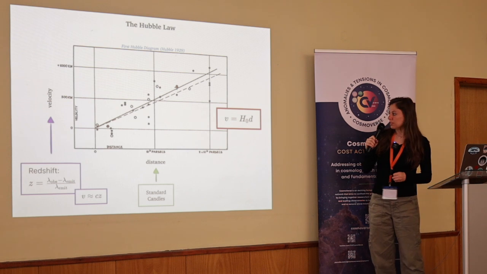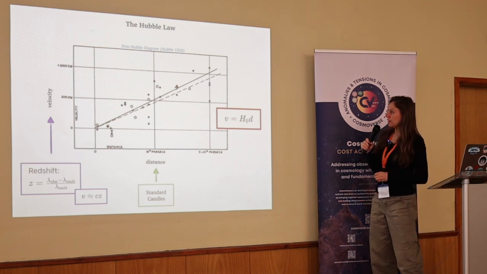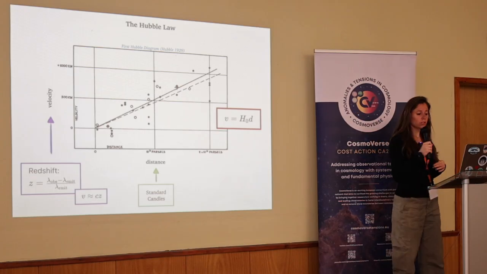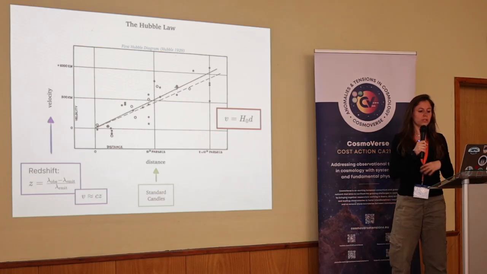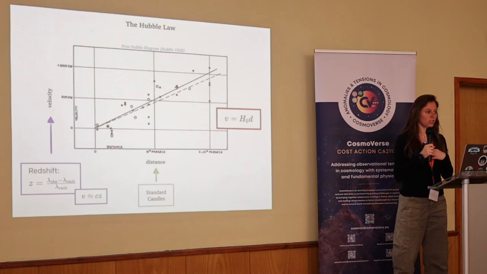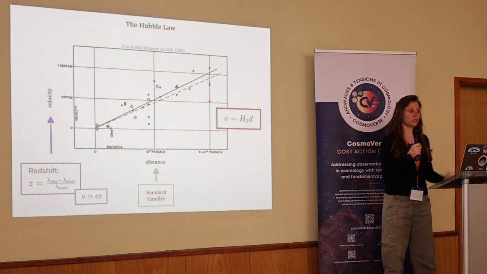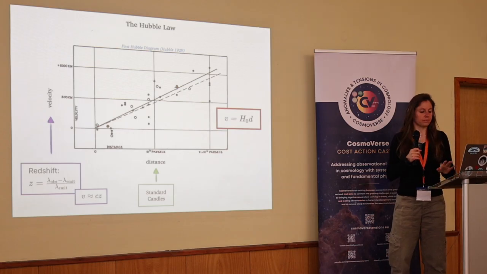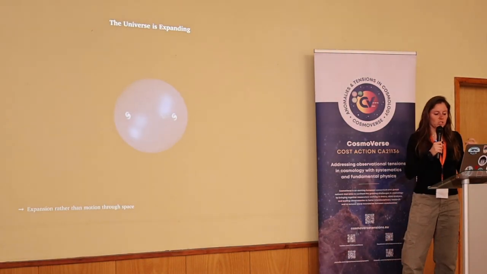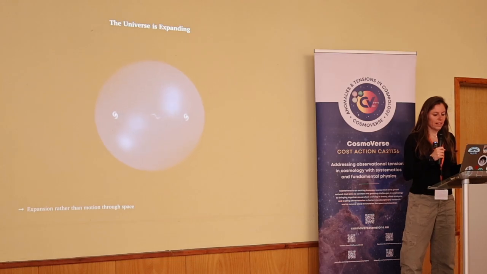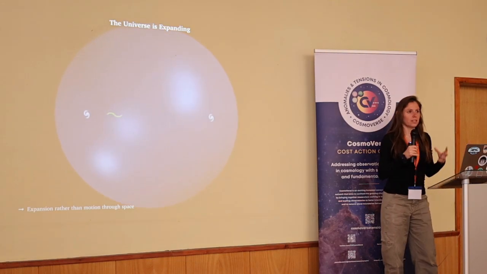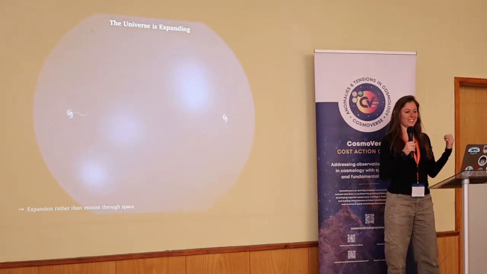And then using this figure, velocity versus distances, the slope of these points is just H0, the Hubble constant. It's the expansion rate of the universe. So let's try to really picture what it means. Expansion doesn't mean that galaxies really move away from each other, but it's rather space itself that is expanding.